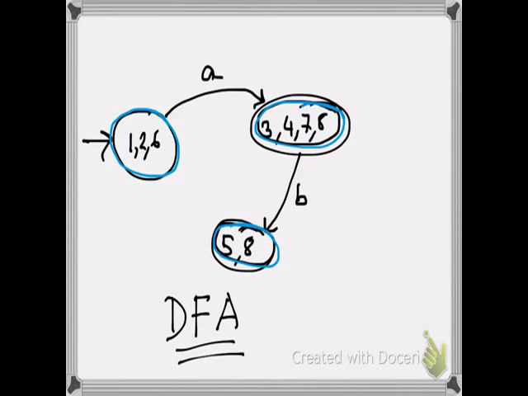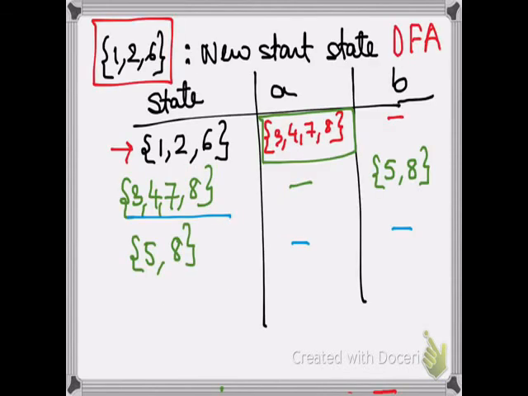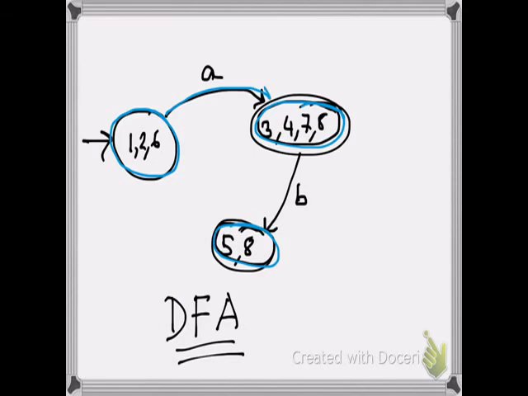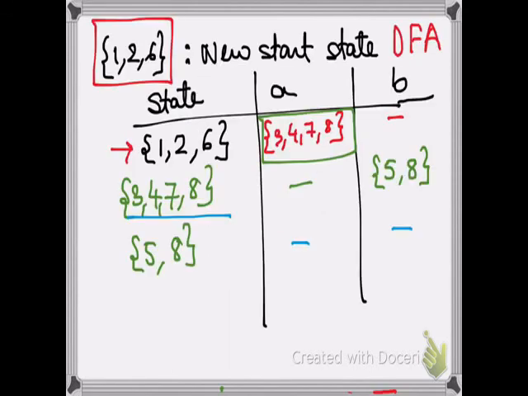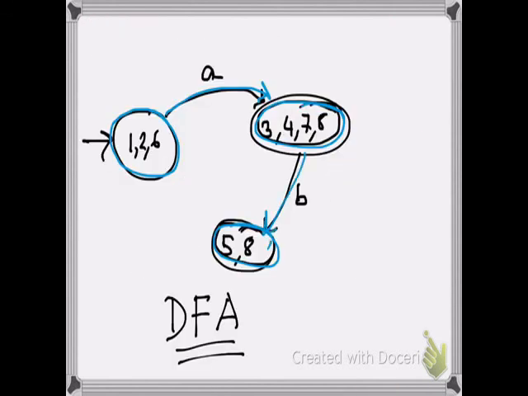And what are the transitions? 1 to 6 on A goes to 3, 4, 7, 8. 3, 4, 7, 8 on B goes to 5, 8.